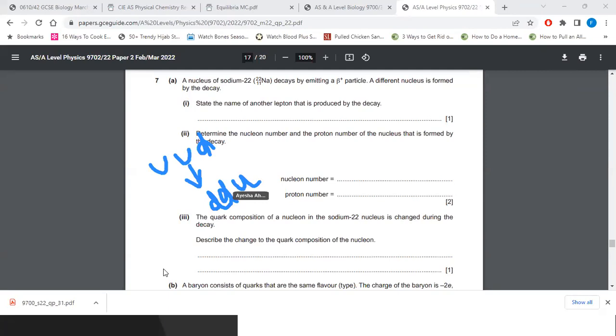Miss, is this correct? Up, down, down. Correct. So it basically changes from up to down.